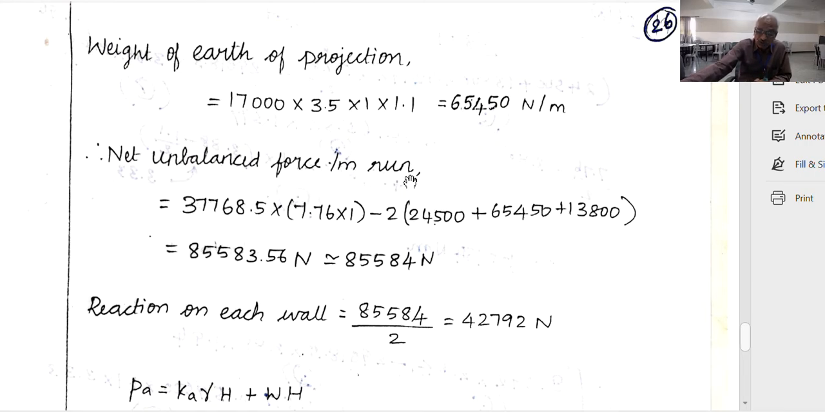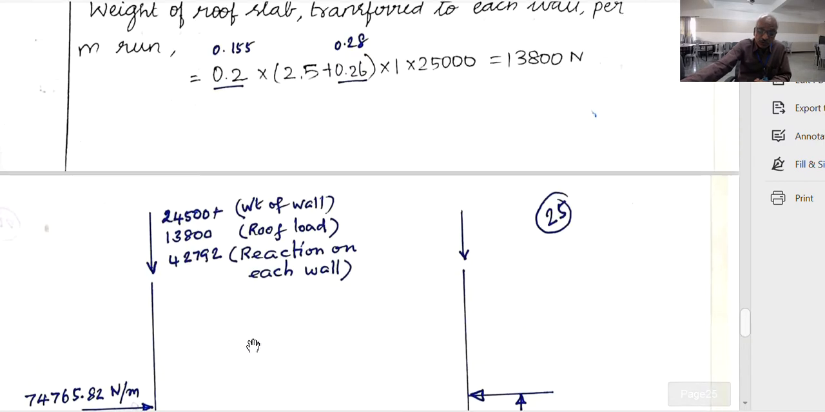So net unbalanced force equal to 37,768.5 into 7.76 into 1. So these calculations, yes, the total net unbalanced force equal to the total upward force minus total downward force. So that is the net unbalanced upward force, due to which the reaction equal to this by 2, each wall will take half the load. That is 42,792. So this 42,792 is this value. Right. Adding all these values.